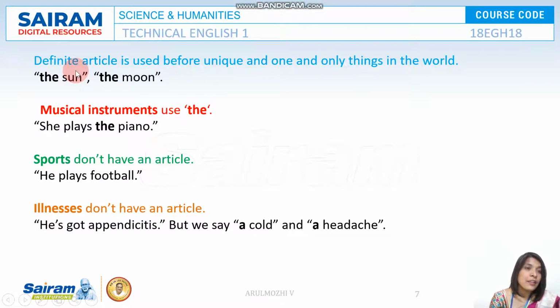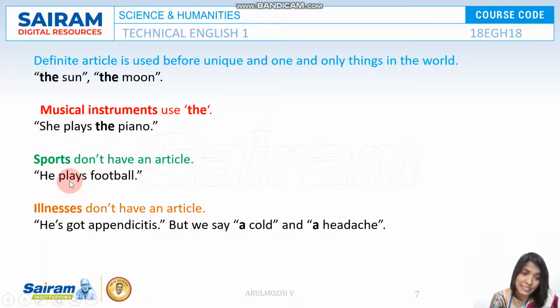Next rule: we use a definite article before unique things, one and only things in the world. They are the sun, the moon, and the planets, like the Jupiter, the earth. Before musical instruments, we use "the": she plays the piano, the guitar. Before sports, we don't use any article. He plays a football, the football? No, they are wrong. He plays football.